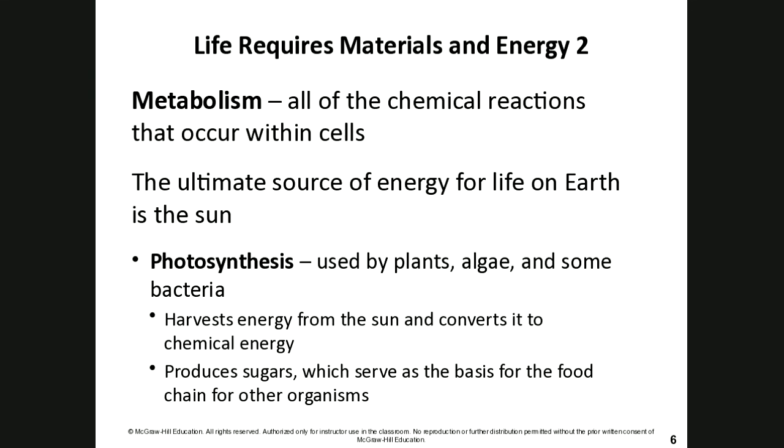So we consider the sun the ultimate source of energy on the earth because, remember I said before, we're heterotrophs, which means that we have to consume other things in order to get our energy. Plants, on the other hand, are considered autotrophs. So they can make their own energy via sunlight.